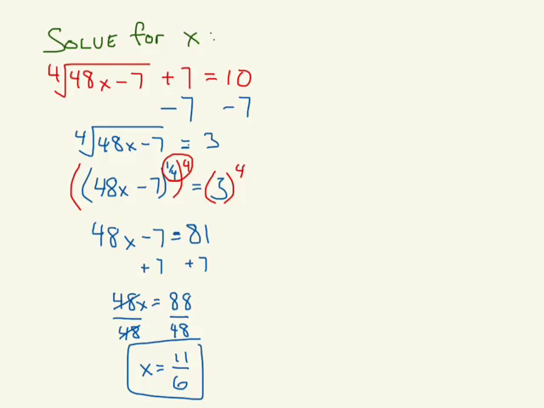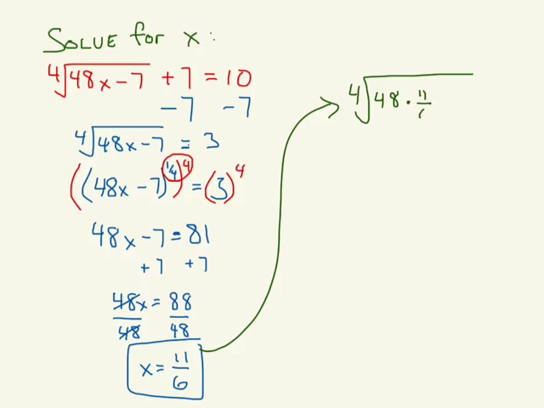Now, we said we were going to check that. So let's go check that. Let's take our 11/6 and put that into the fourth root of 48 times 11/6, I suppose we could put it over 1, minus 7, all plus 7, and we're hoping that equals 10. Let's find out what it does equal.